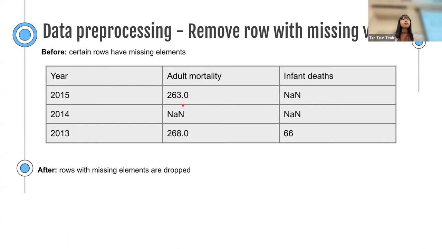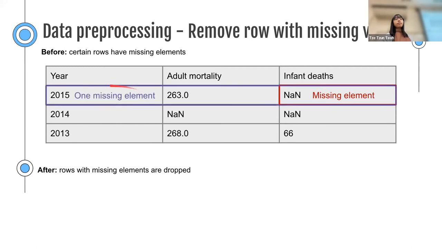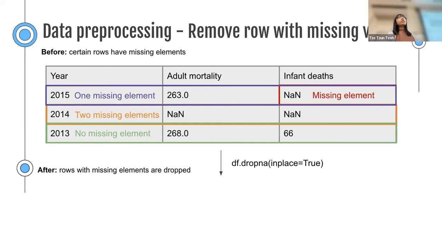Okay, so let's say that I have this example data frame. There are three rows and three columns, minus the first row. We can see that our data frame contains missing values, right? So this is the missing value. Our first row contains one missing value. Our second row has two missing values. And our last row is pretty good, where it doesn't contain any missing value at all. So what we want at the end stage of our data frame is for it to contain all the rows that don't have any missing value.